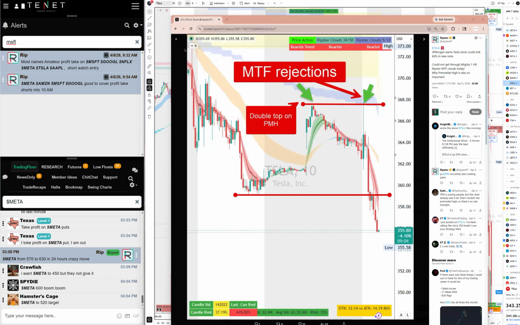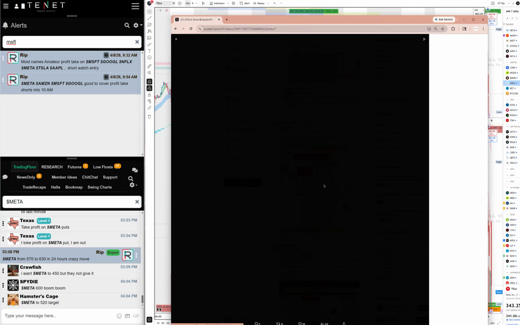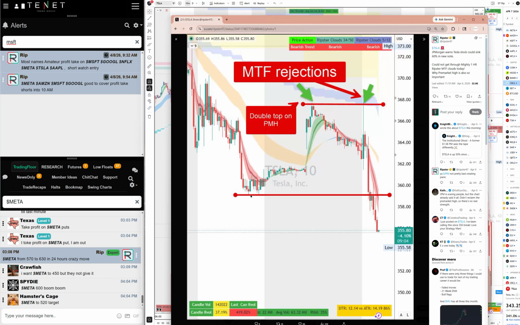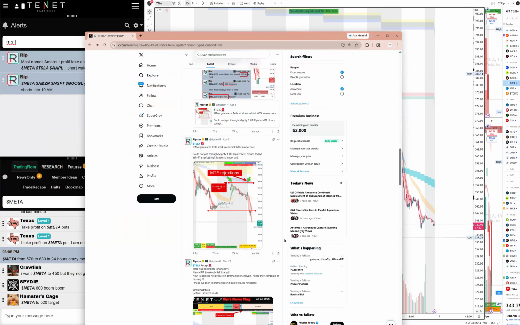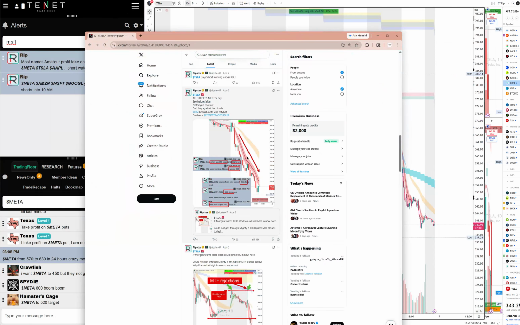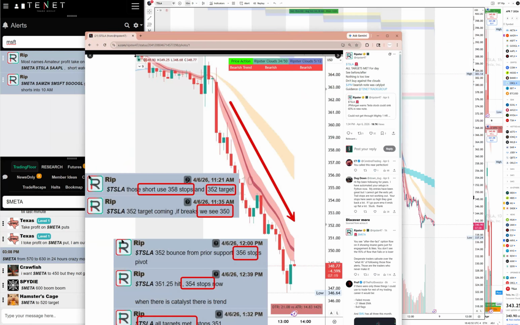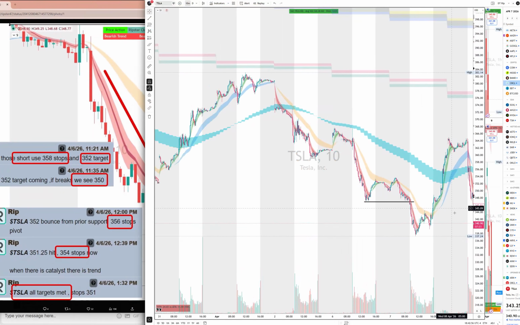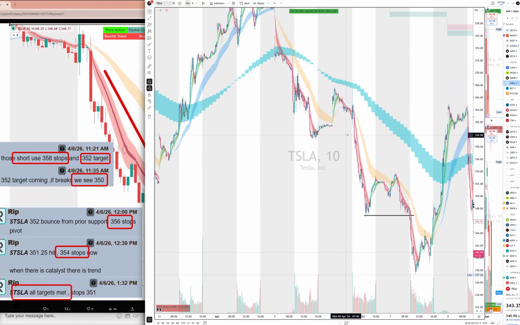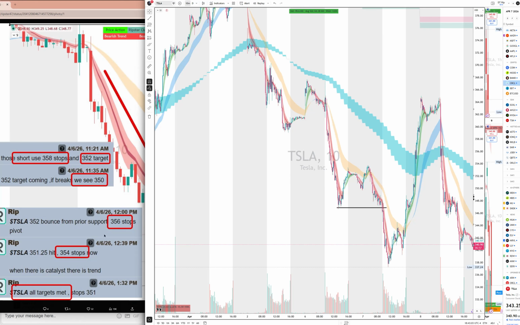First, I want to show you the short we took on April 6th. You see this was the MTF rejection double top short, make money on the downside. And let's see if I can show you more short setups here. You can see that I gave the target on that initial short. I told the traders, this was the short on April 6th, 358 stops and 352 target. We hit our 352s. Next target I gave was 350. We also hit the 350 target. That was our day 1 short.